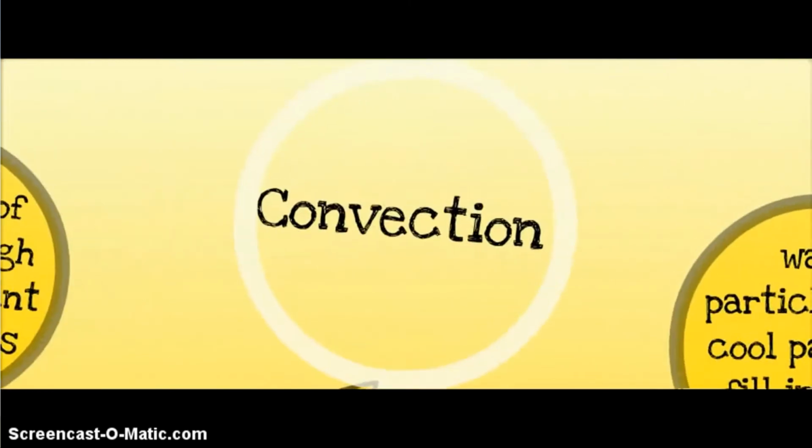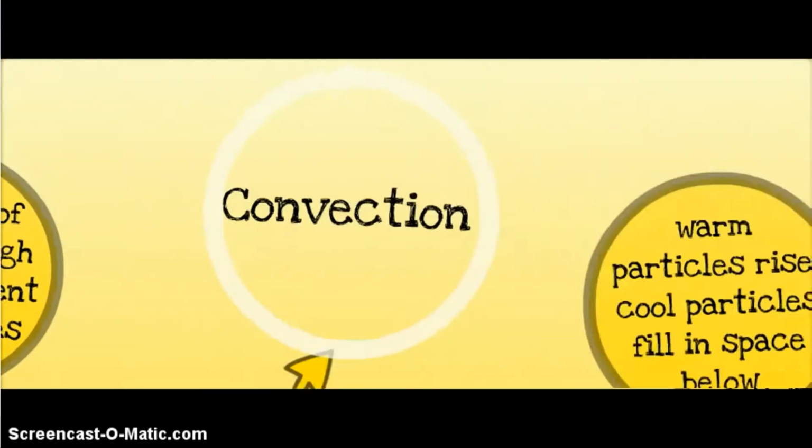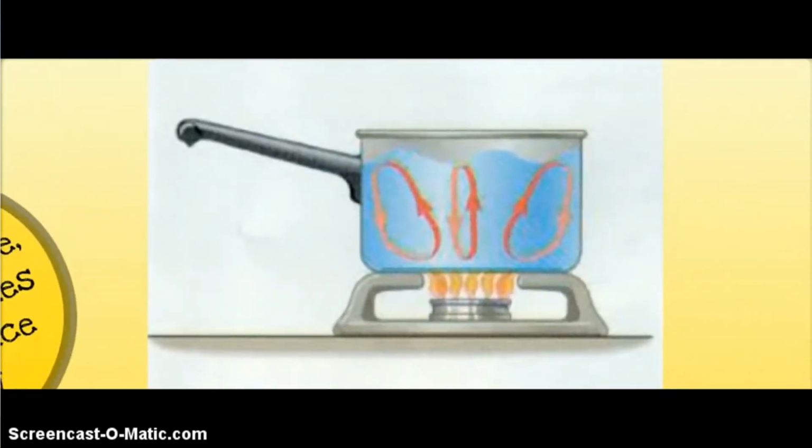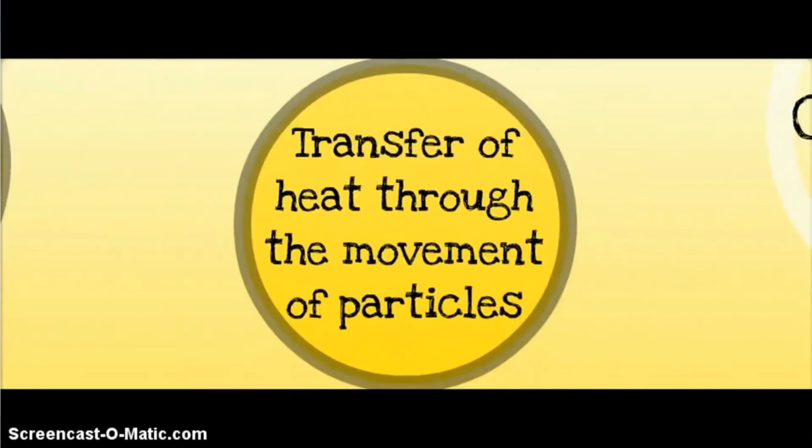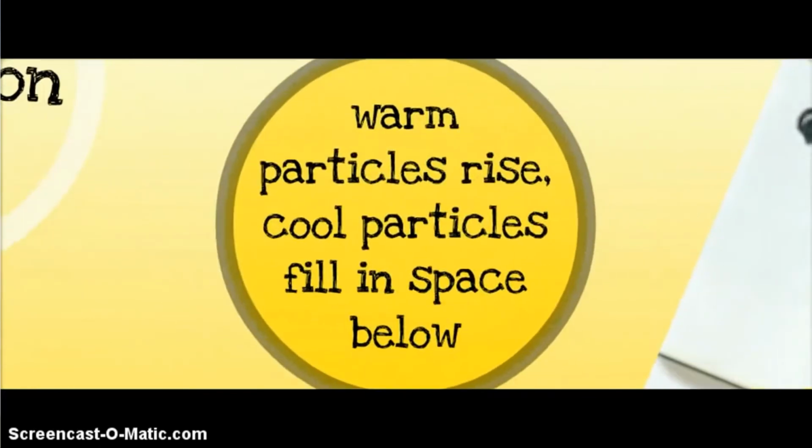The next type of energy transfer we're going to look at is convection. Take a look at this picture. What do you think convection means? All right. Convection, unlike conduction, occurs in liquids and gases. It is the transfer of heat through the movement of particles. Warm particles rise, cool particles fill in the space below. So this is a circular motion.